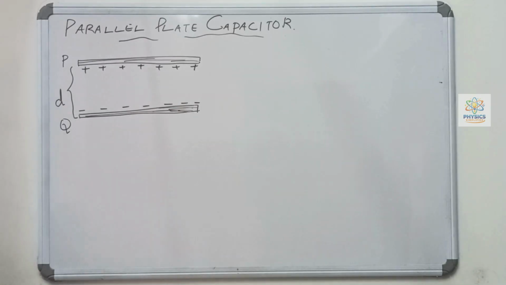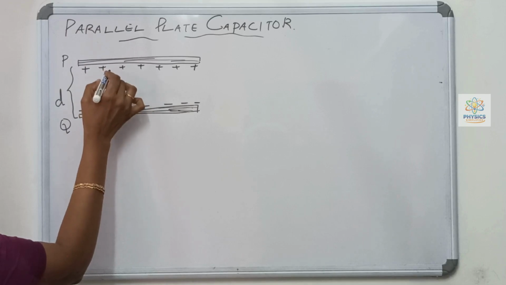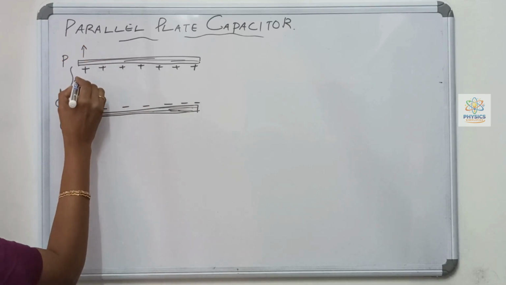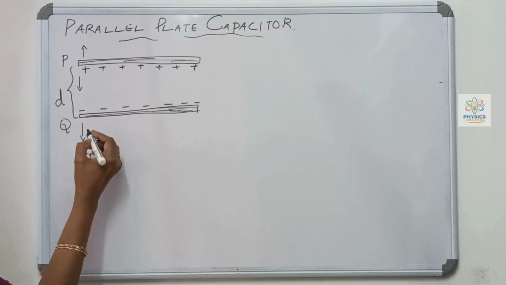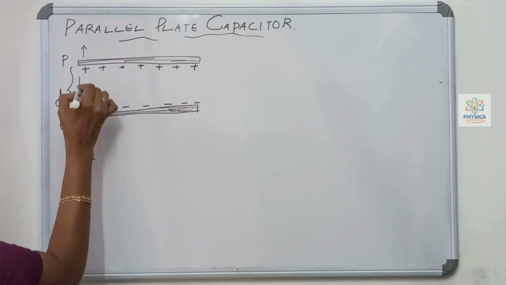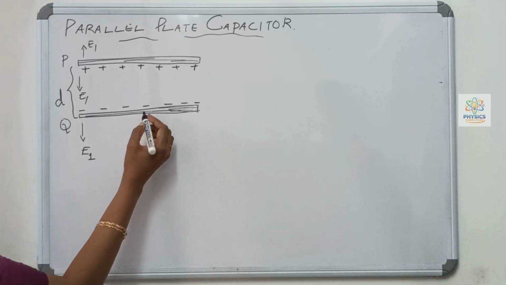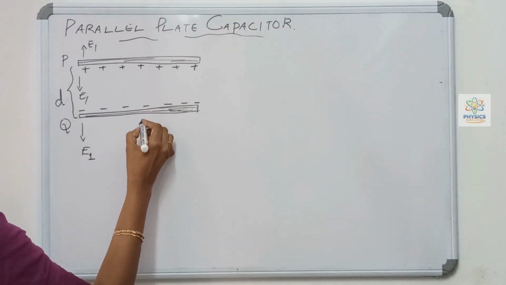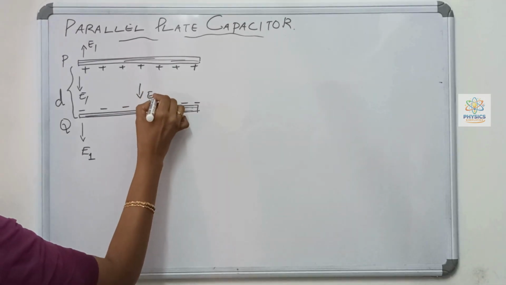Next we have to mark the direction of the electric field. First, we mark the direction of the electric field due to this positive plate. For a positive plate, the direction of the electric field is always outward. So E1, here also E1, here also E1. Next, we mark the direction of the electric field due to the negatively charged plate. Due to this plate, the electric field is in the inward direction. Let us take it as E2.